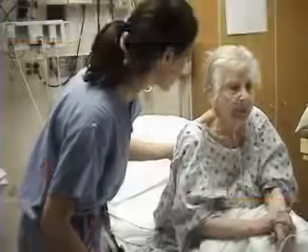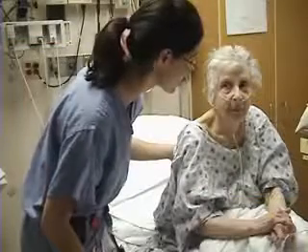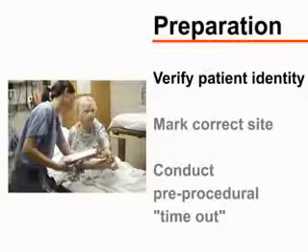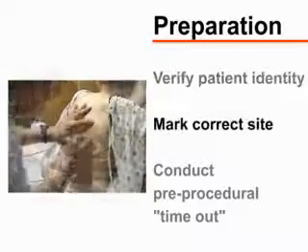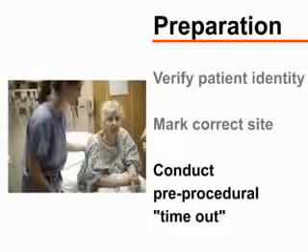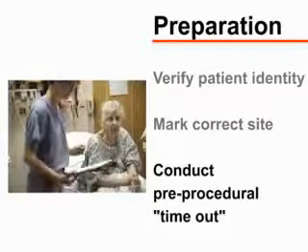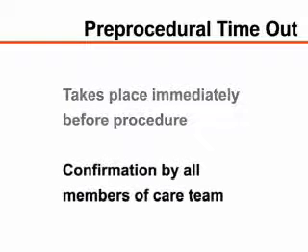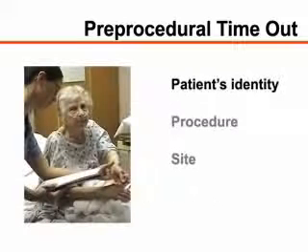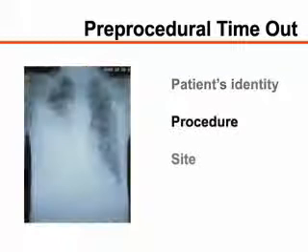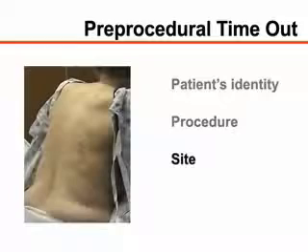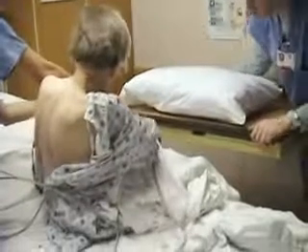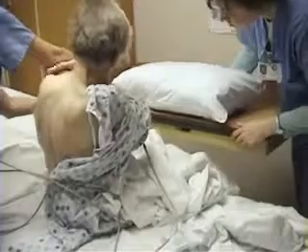Explain the procedure to the patient and obtain written informed consent. You should also verify the patient's identity, mark the correct site, and conduct a pre-procedural time out. The time out, which takes place immediately before the procedure is started, consists of confirmation by all members of the care team that the patient's identity, the procedure he or she is to undergo, and the site of the procedure are all correct.